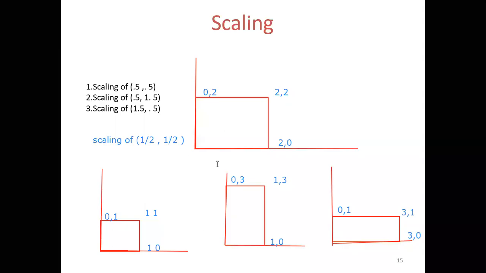So this is our first exercise of scaling. In this scaling, this is our question: given this diagram with the vertices 0, 2, 2, 2, 2, 0, I want you to apply the scaling factors 0.5, 0.5; then 0.5, 1.5; and then 1.5, 0.5. So these are the three operations, and these are the results of these three operations. This is the result of the first operation, this is the result of the second, and this is the result of the third. Now we will see how this took place.